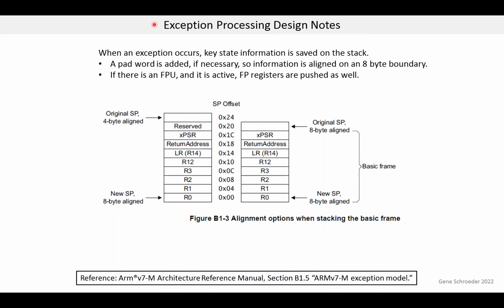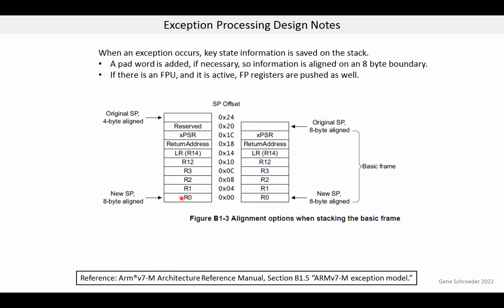On this slide, I have a little more information about what happens in exception processing regarding the stack. The reason is we will want to collect this information for the fault report. So we have this figure B1-3, again from the ARM Architecture Reference Manual, and it shows how key state information is saved on the stack when an exception occurs. Now these two stacks here are for the two cases of whether the stack pointer was on a 4 or an 8 byte boundary. For reasons I don't know, the exception stack information must be on an 8 byte boundary. So in this case on the left, an extra word was added to achieve that.